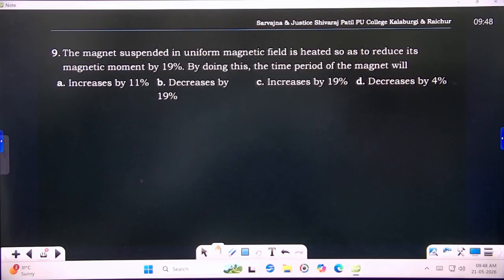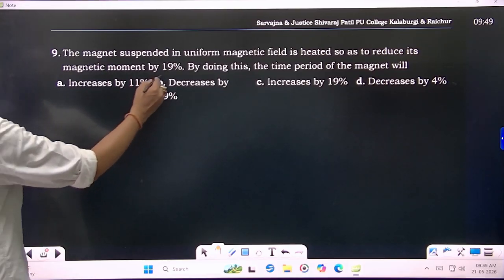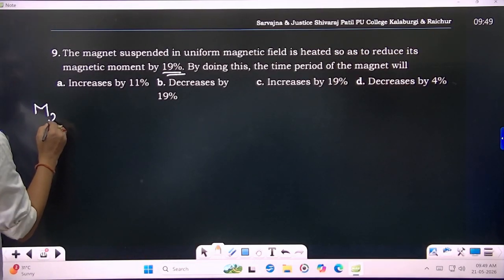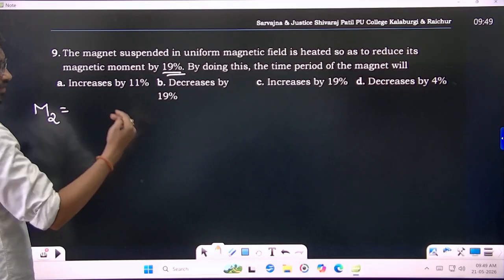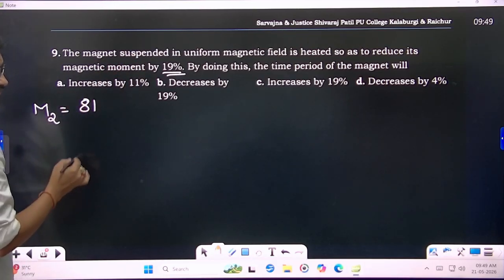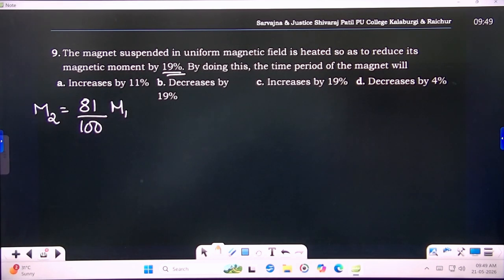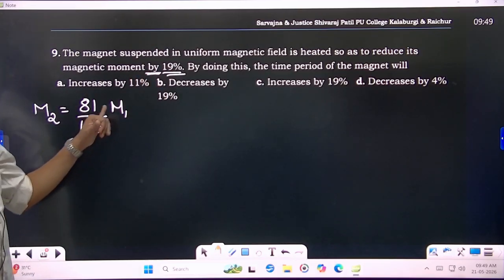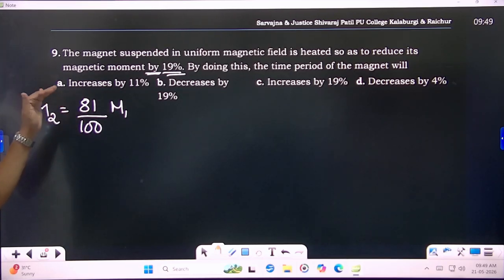Next, 9th. A magnet suspended in a uniform magnetic field is heated so as to reduce its magnetic moment by 19%. So magnetic moment is reduced by 19%. So M2 is 100 minus 19, it becomes 81, 81 by 100 of M1. This is how you write whenever there is a percentage increase or decrease. Final value is 100 minus this percentage times M1. By doing this, the period of the magnet will decrease or increase by how much?